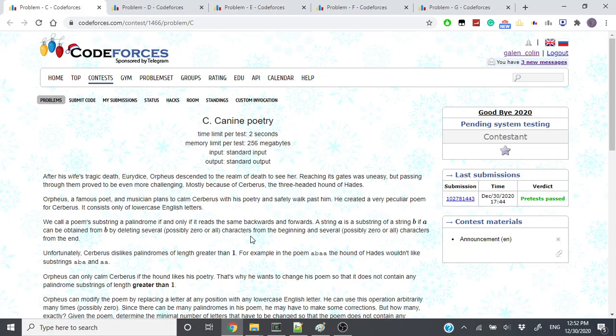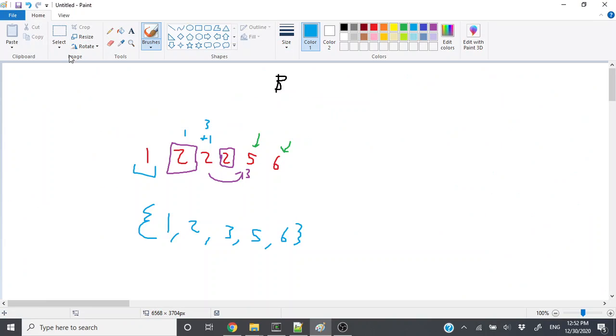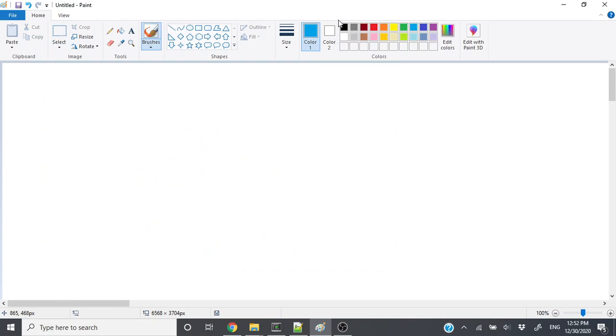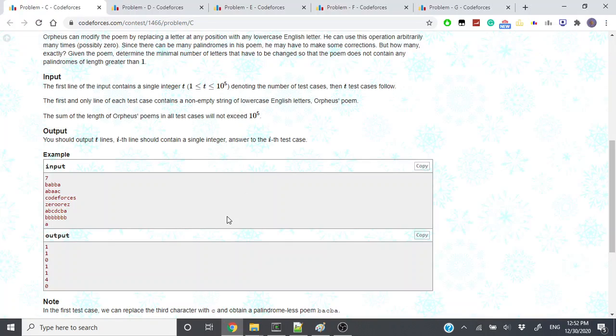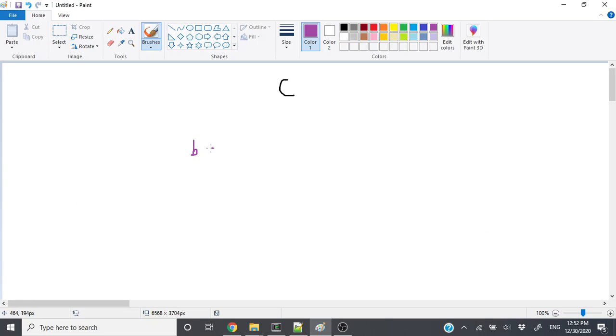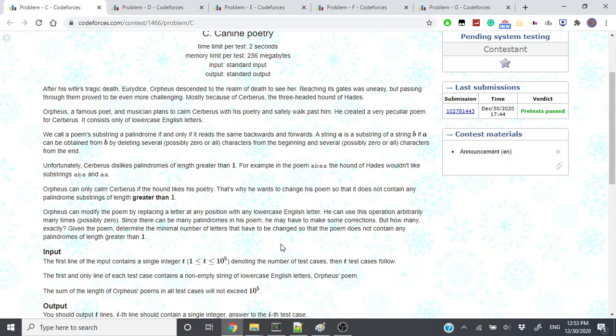Alright, so C asks about strings. And basically you have a string. So for example, B, A, B, B, A. And what you want to do is make it so the string has no palindromes in it, or specifically palindromes of length greater than 1, because every substring of length 1 is a palindrome. So you want to make it so it has no palindromic substrings, that is, contiguous groups of characters. It is contiguous, right? Because otherwise it'd be stupid.